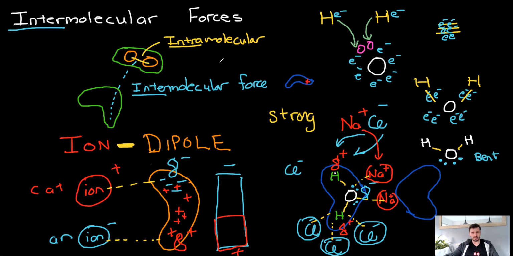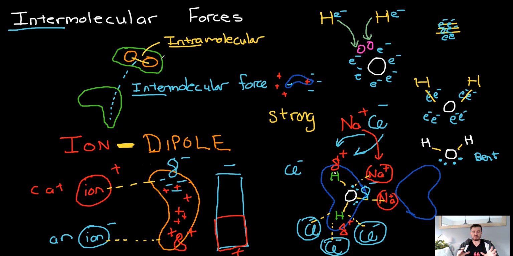Positive, negative, and then the positive ions all move around the negative, and then the negative ions move around the positive pole. Okay, so the nice thing with these forces is they are what they say they are.